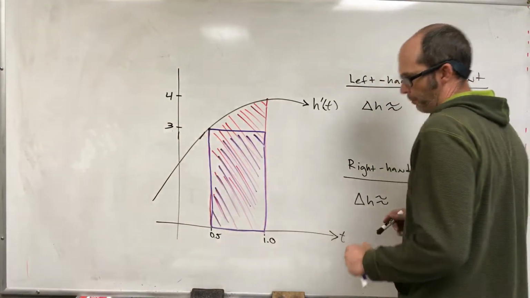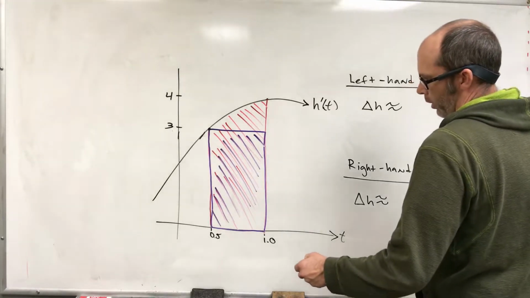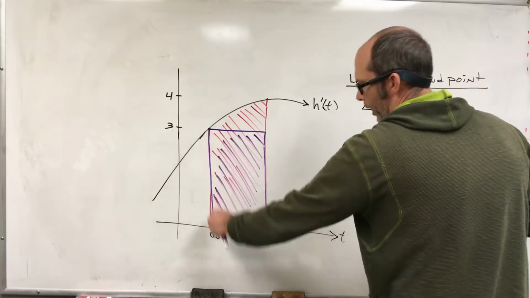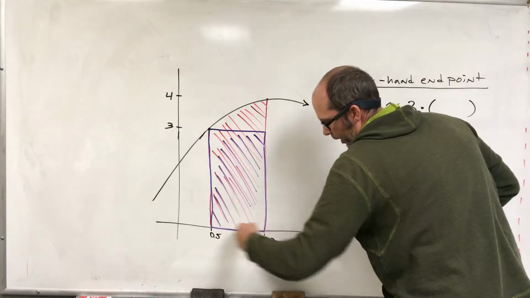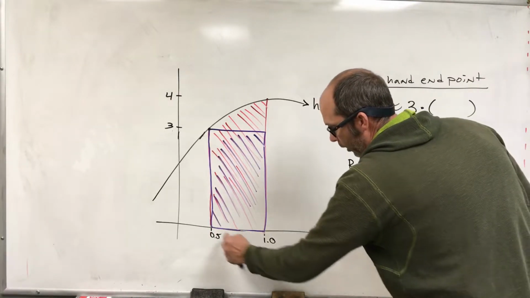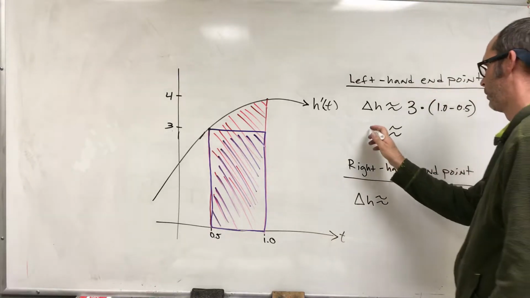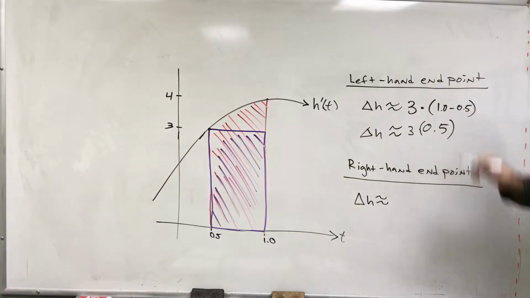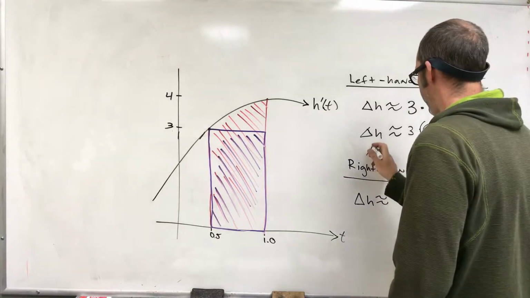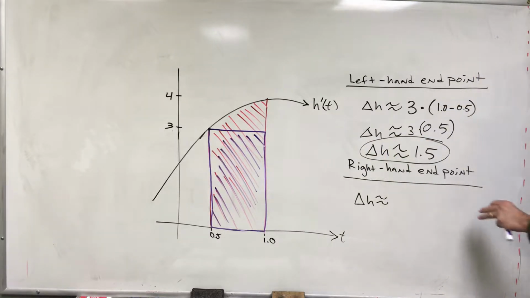Okay, that's length times width. So the height of our rectangle is 3, and the width of our rectangle is 0.5, otherwise known as 1.0 minus 0.5. So that's 3 times 0.5, basically 1/2 of 3, which is 1.5. So our left-hand endpoint approximation of this red area is 1.5.